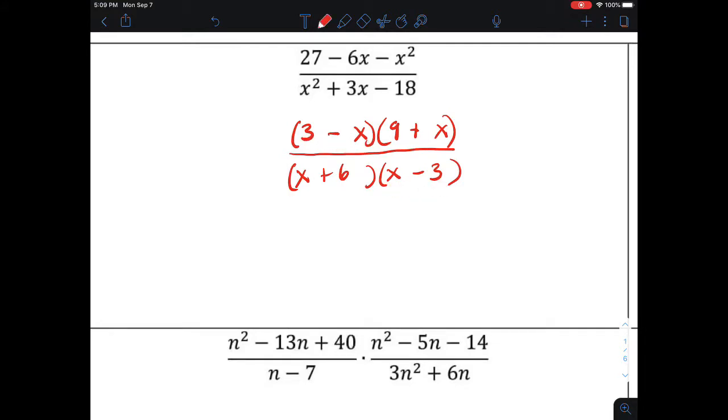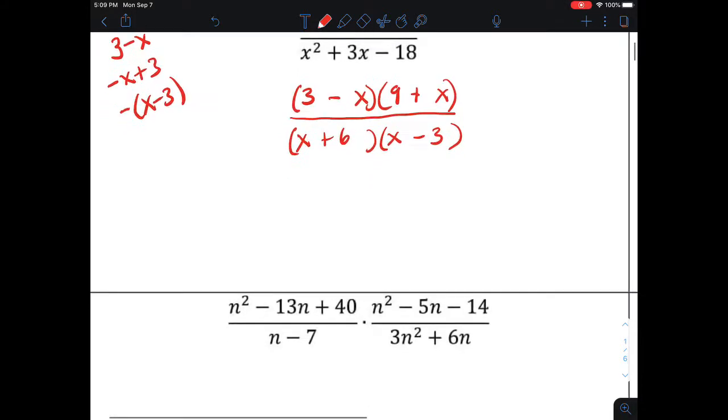So what I could do is an algebra trick where 3 minus x, if I rearrange the terms, is the same thing as negative x plus 3. And then if you factor a negative out, that makes x minus 3. And then I've created the identical factors I need in order to cancel. So I'm going to rewrite that term, the 3 minus x, as negative 1 times x minus 3. And then I'm going to write everything else around it.